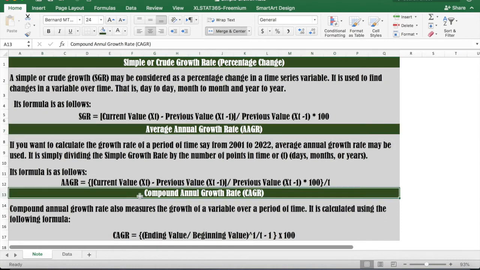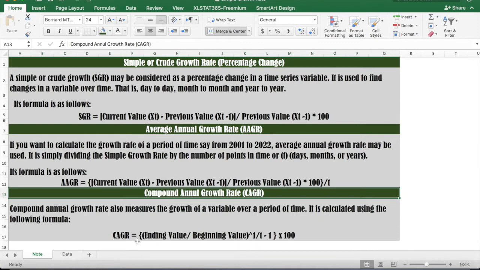The third growth rate that we are going to explain is compound annual growth rate. Compound annual growth rate is similar to the average annual growth rate. It also measures the growth of a variable over a period of time. So it is also an average growth rate. It is calculated using the following formula.